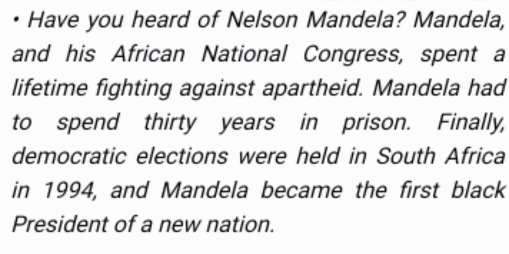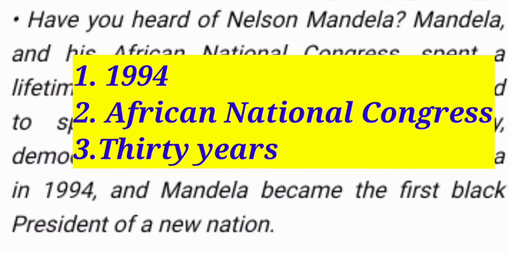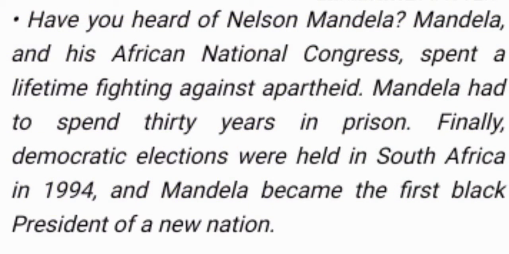So here are some points that you have to learn. When were the first democratic elections held? That was in 1994. What is the party name of Nelson Mandela? The party name of Nelson Mandela is African National Congress. And how many years did he spend in jail or prison? Nelson Mandela spent 30 years in prison. So please revise these points. These points are very important.